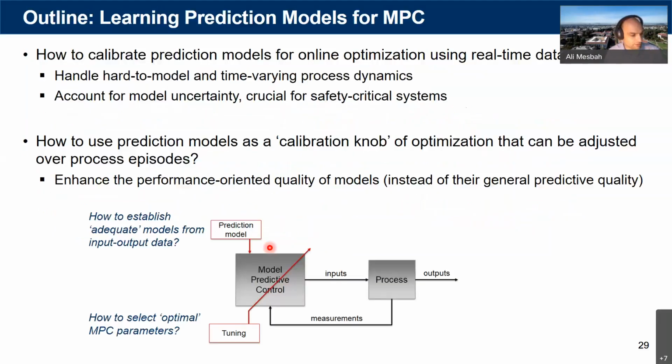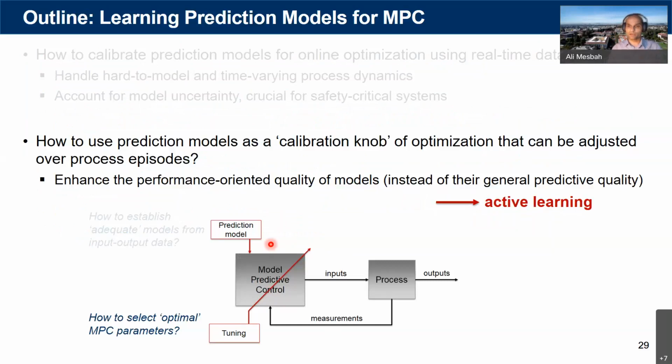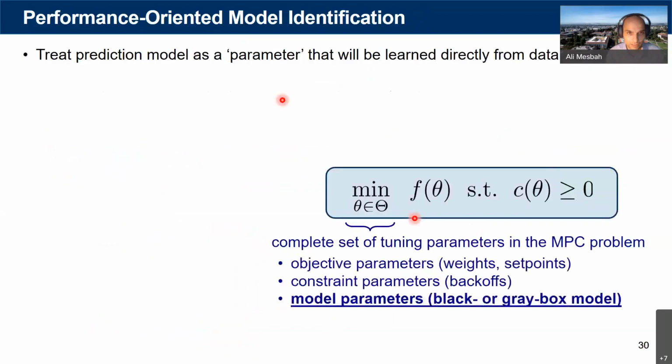So quickly, in the next 10 minutes or so, the second part of my talk, really what I want to do, I want to demonstrate how prediction models, again, in the context of MPC and optimization-based decision-making, can really be treated as a calibration now, as a parameter that can then be adjusted over different process rounds or episodes in order to enhance the performance-oriented quality using this active learning mechanism, meaning that through balancing this exploration effect. Again, the key notion is to really treat the prediction model as a parameter.